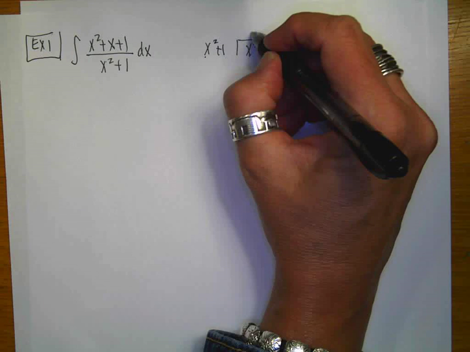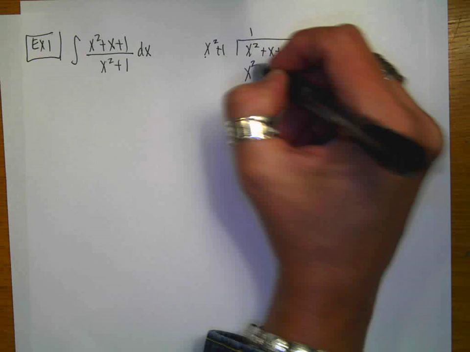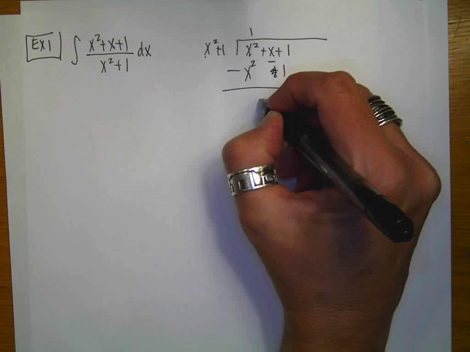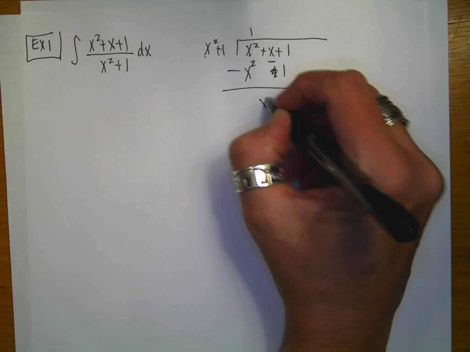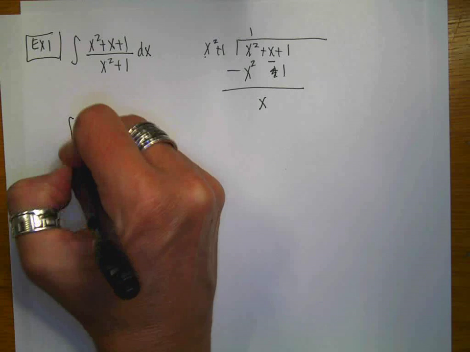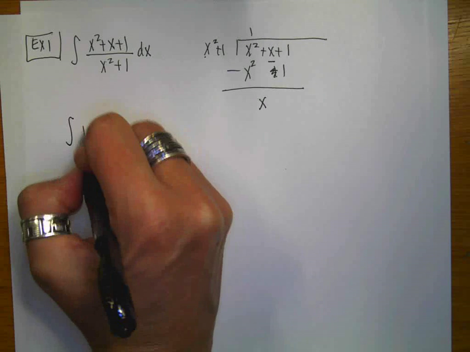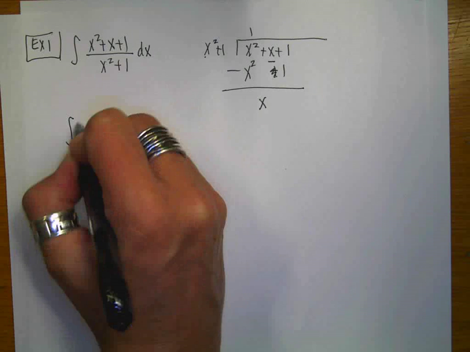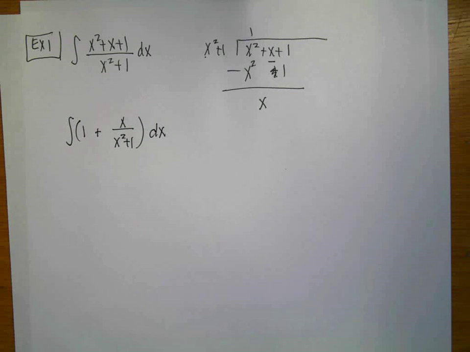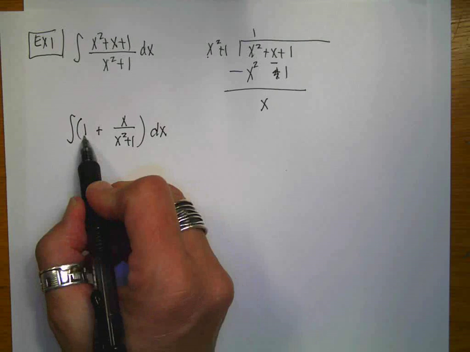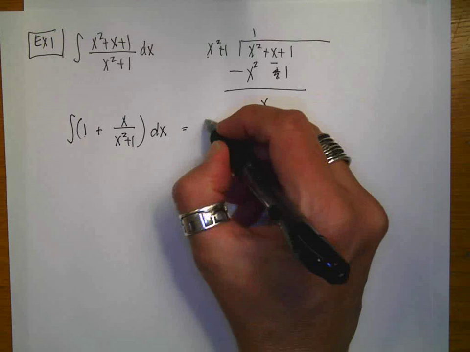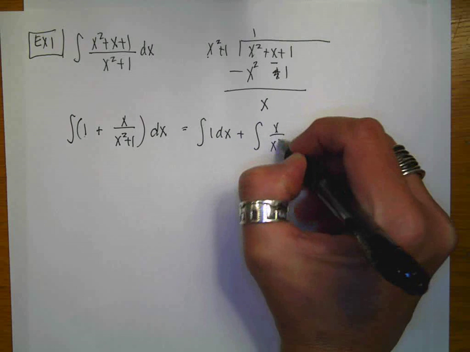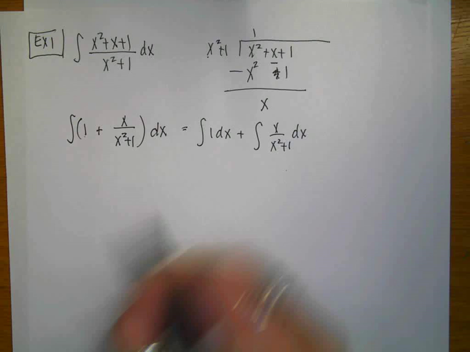X squared divided by x squared is 1. And I get x squared plus 1. Change the signs. And I bring down and I get x. Okay. So then I can rewrite the integral to be 1 plus x over x squared plus 1. Remember that we always want to make sure everything inside the integral is in parentheses. This is easy. So technically I could split this up into two integrals, 1 dx, and then the integral of x over x squared plus 1 dx.